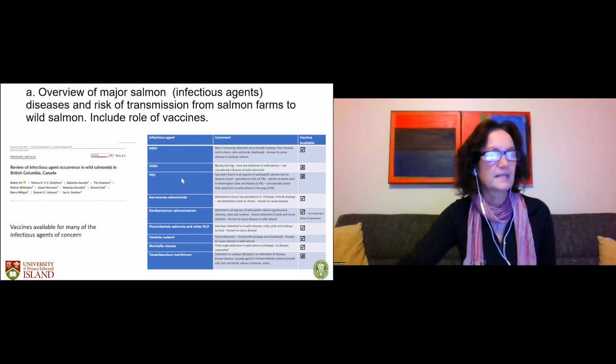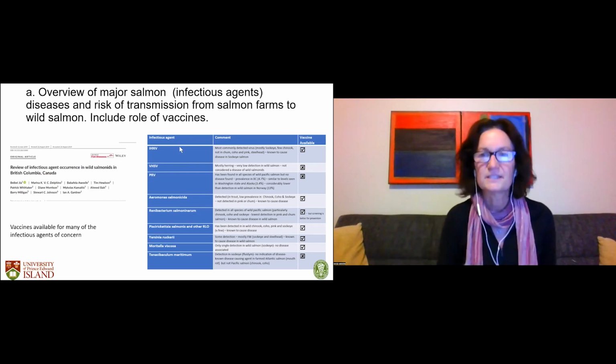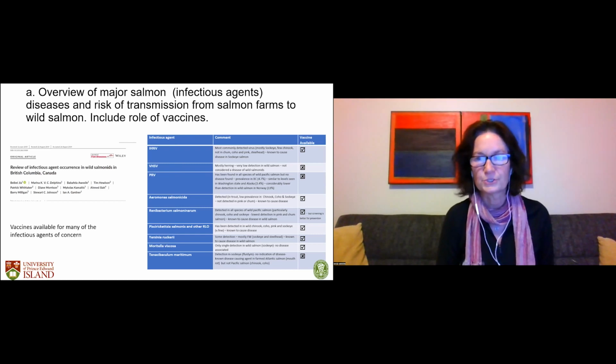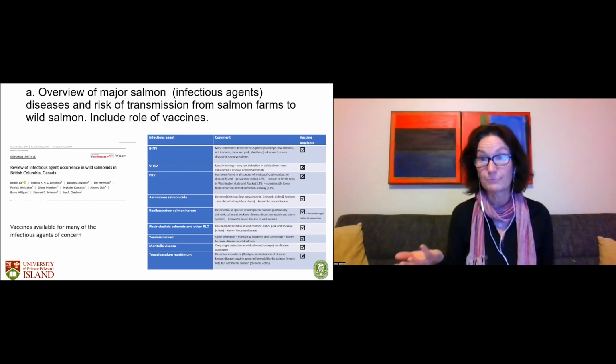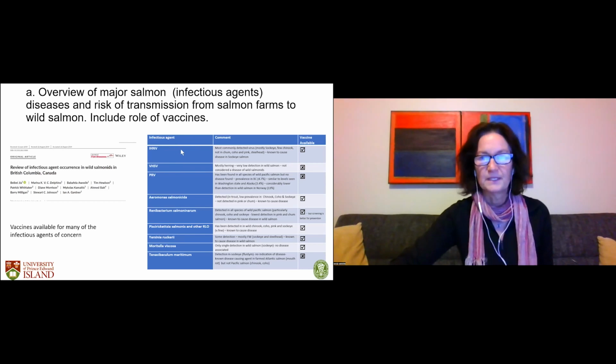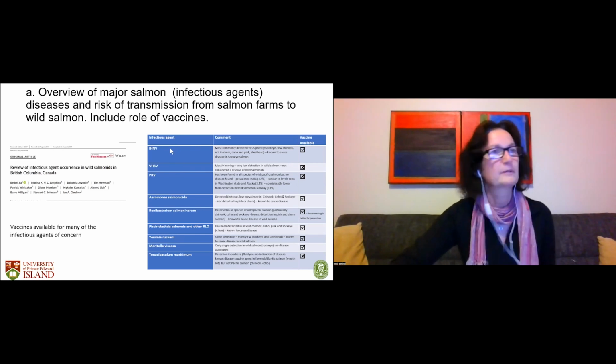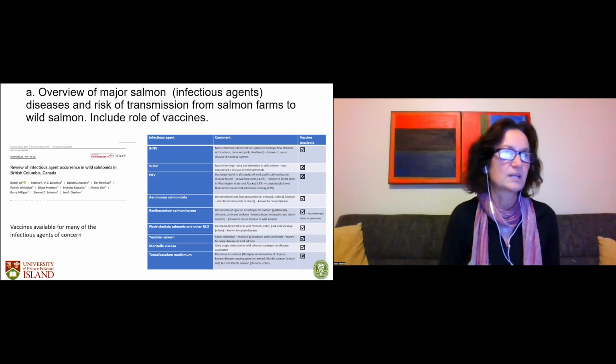Ultimately they had a huge list, but it came down to these 3 viruses and these 6 bacteria, where there seems to be extensive work in wild population surveillance showing that the infection is actually present. IHNV is infectious hematopoietic necrosis virus. Most commonly, it's been detected in sockeye salmon. There have been a few reports in Chinook salmon, none in chum, coho, pink or steelhead, but it is really known to be a disease of sockeye salmon.